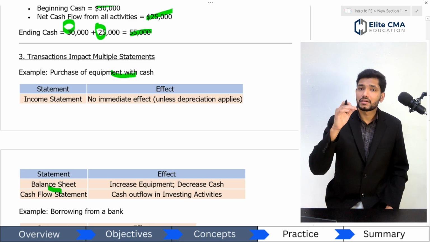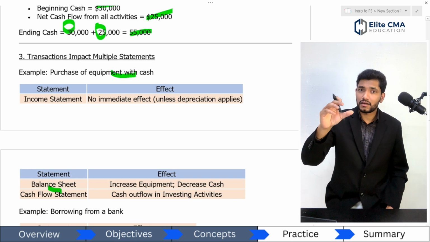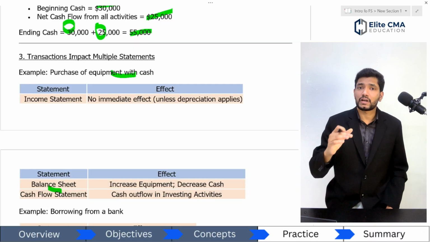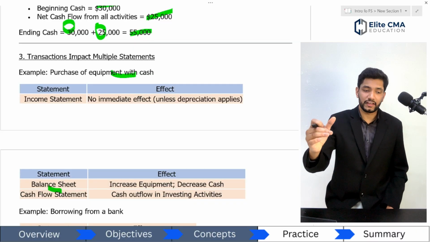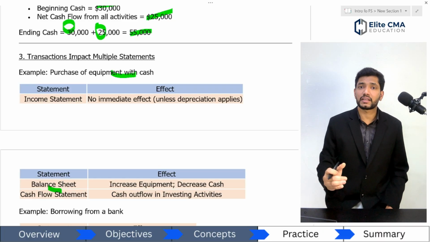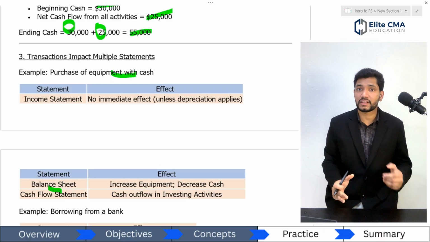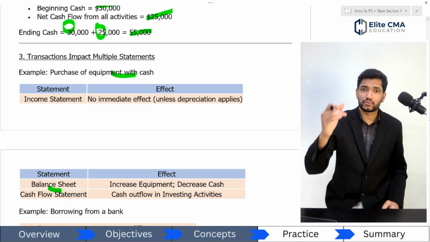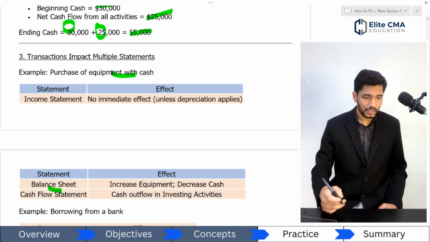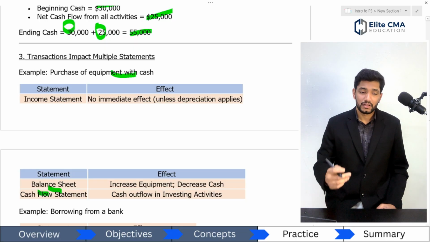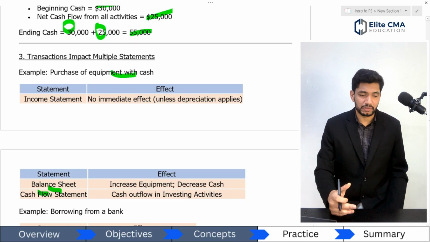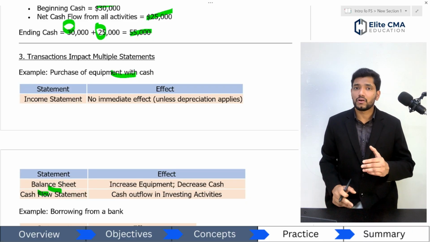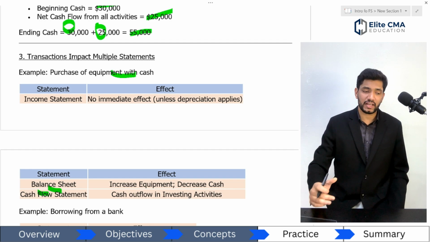In the balance sheet, there is a change on the asset side. Equipment will increase on the asset side. At the same time, cash will decrease from the asset side. So both impacts are on the asset side only. One asset, equipment, will increase, and cash will decrease. In the cash flow statement, there is a cash outflow in investing activities, because investing in equipment is an investing activity.